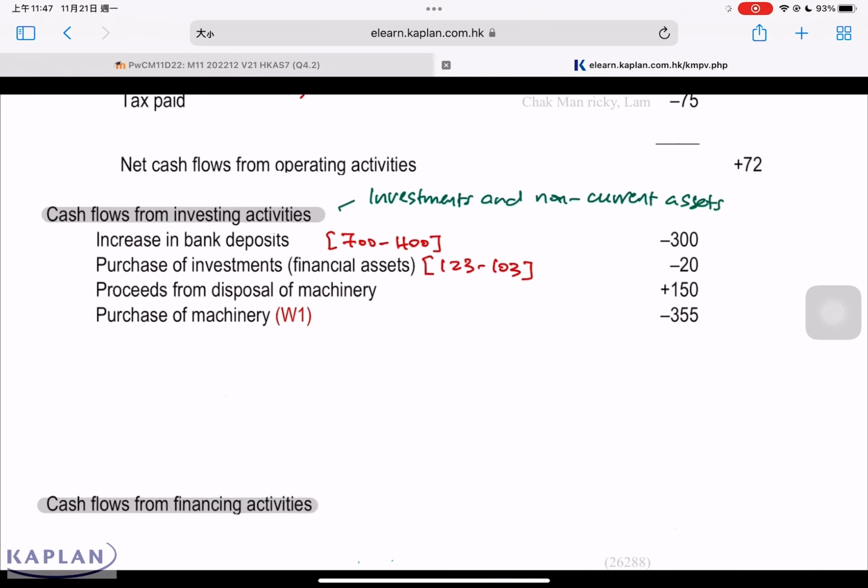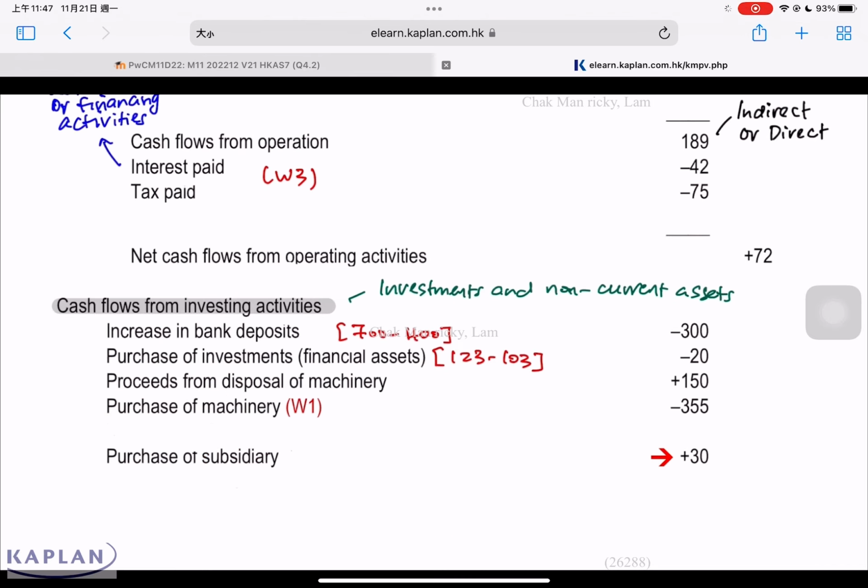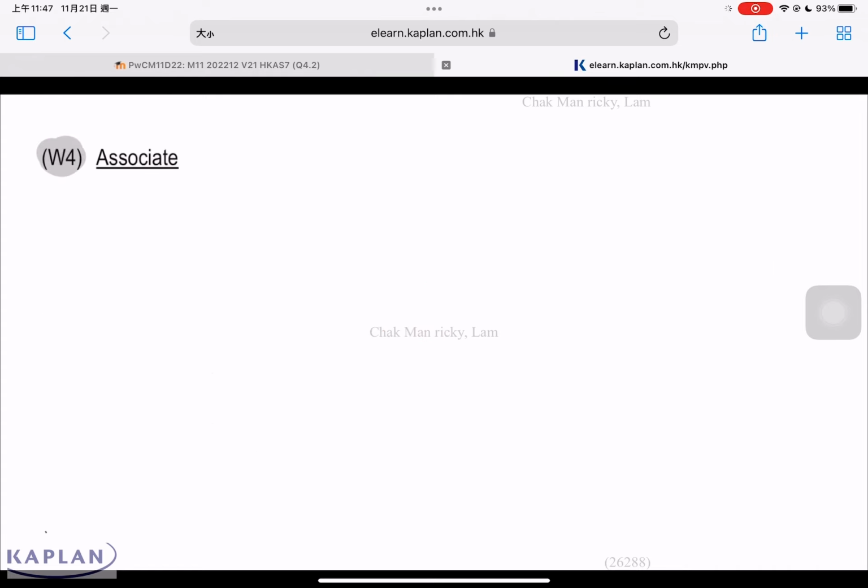And during the year, there's a purchase of subsidiary. We calculated just now. Over here, $30 inflow for the group as a result of acquisitions of SDL. $34 of cash consolidated minus $4 of cash paid to acquire subsidiary. There's an increase of $30. And the last item is talking about associate. Working for associate.